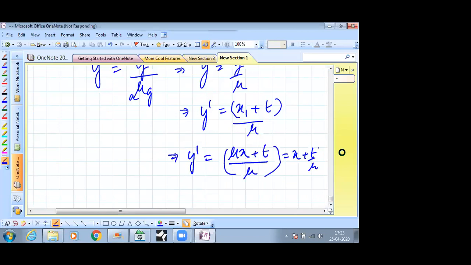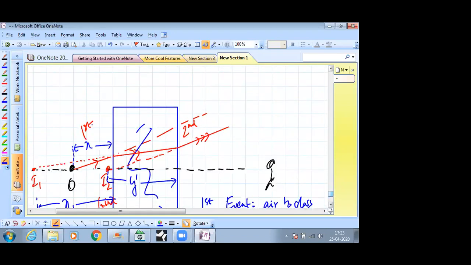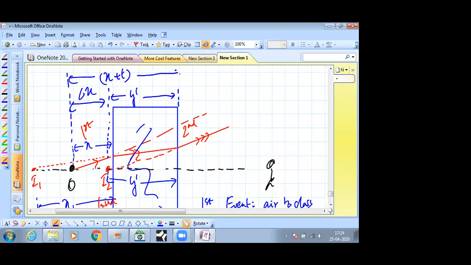Now I've actually got the position of the final image, because that I2 is nothing but my final image, but I have to find its shift with respect to what? The original object. So going back to this diagram, now I have to find which distance. I have to find this distance. This is delta x. And this distance is nothing but my y prime, which we got just now. And this distance is nothing but x plus the thickness. So I'll just minimize this a little and the distances will become clear to me.